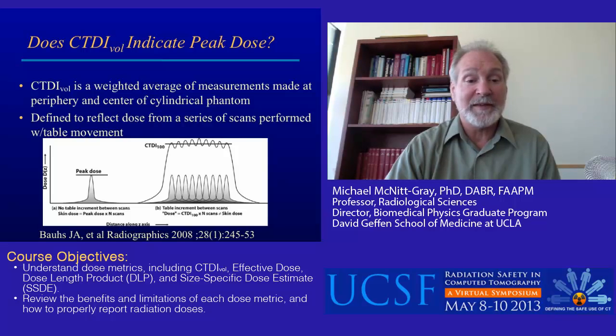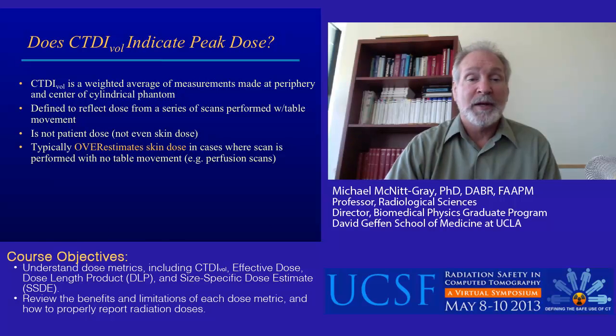If you look on the left-hand side, the peak dose from an individual scan with no table motion is much, much lower, typically 50 to 70% of what the CTDI100 value would be. So CTDIvol is a weighted average. It's defined to reflect the dose from a series of scans. It's not patient dose, even when you're thinking about perfusion scans, and it typically overestimates the skin dose where the scan is performed with no table motion, such as a perfusion scan.